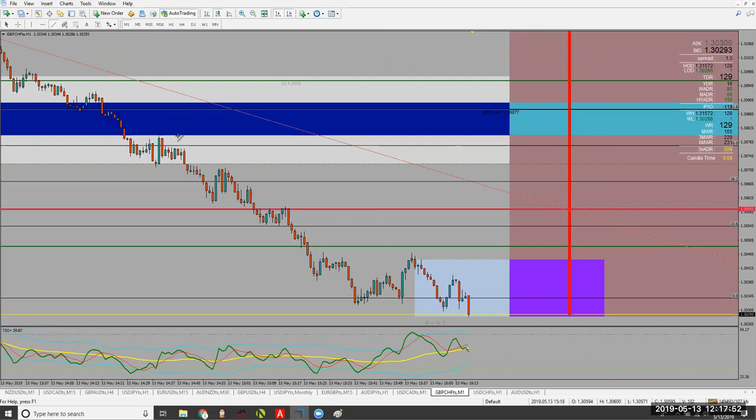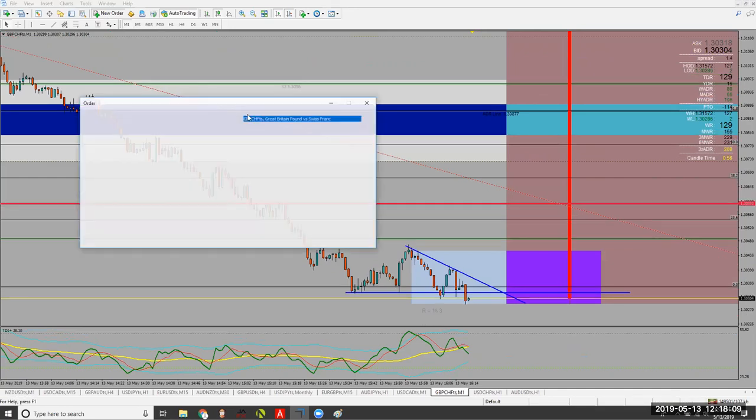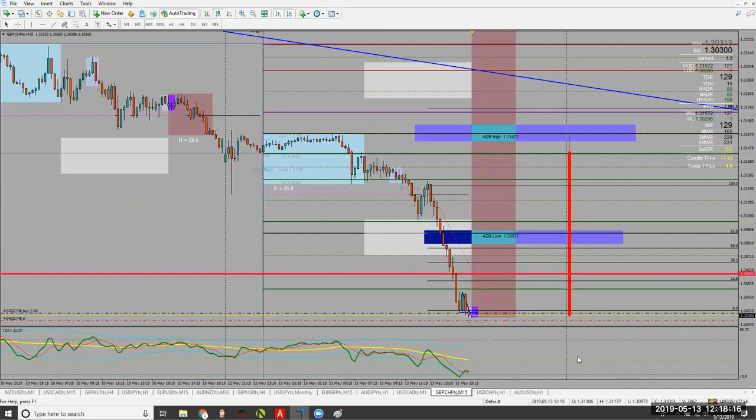But let me show you something here. We're at the low of the day. We've already exceeded the ADR range low. Can you identify this pattern? Let me go ahead and take my position back in there. The reason I'm still holding this position is simply because we should be coming back up into the range. It's imminent. Let me show you why.